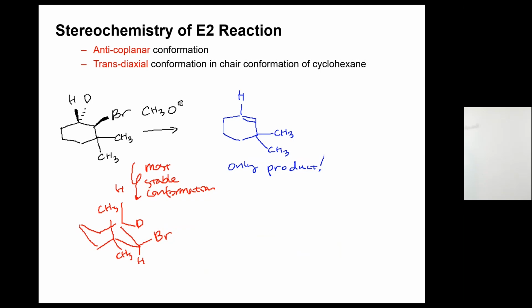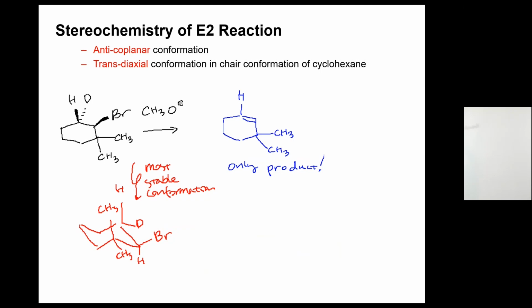But when it's sitting in the equatorial position, do you see any hydrogen exactly lined up with the bromine bond? They are all at an angle, this bond and that one. There's nothing that really aligns. So in this conformation, E2 elimination is impossible. I'm not saying difficult, impossible.